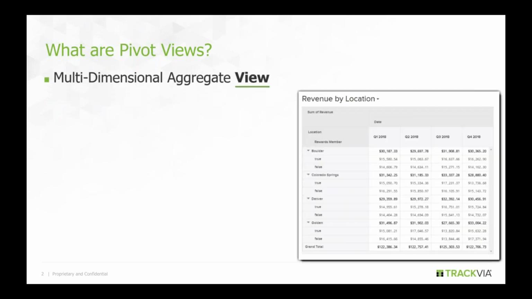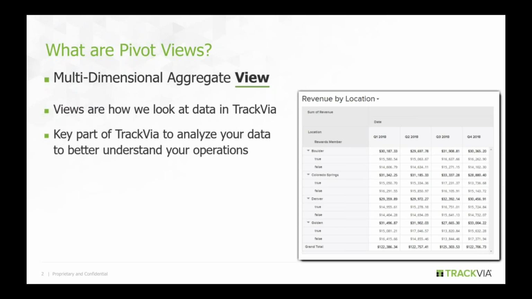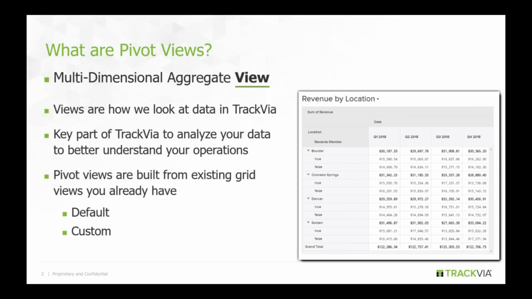So first and foremost, it's a view. Just like you have grid views and map views and lane views and timeline and calendar views and all the different types of views in TrackVia, it's another way of looking at your data that you have in the system. So pivot views are created by converting an existing grid view, whether that's a default view or a custom view, into a pivot. So we're taking all of that data that you might have contained in that flat grid view and helping turn it on its head and help highlight and aggregate that data in new and interesting ways.